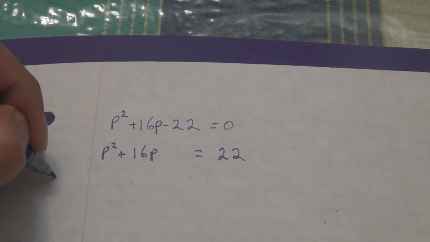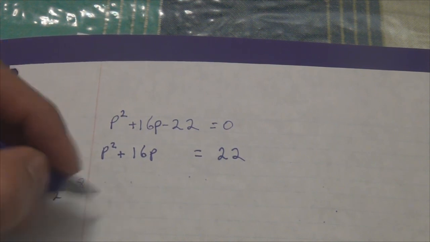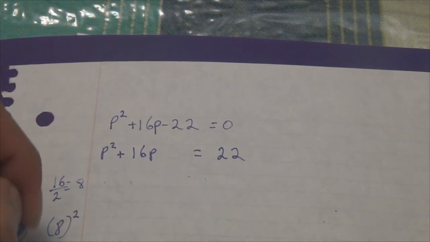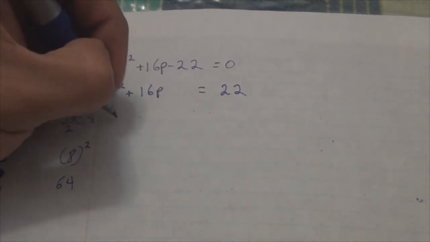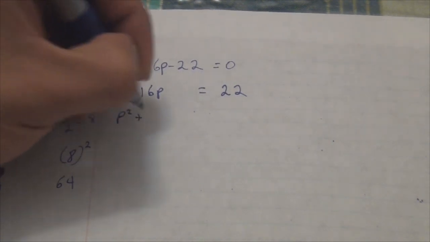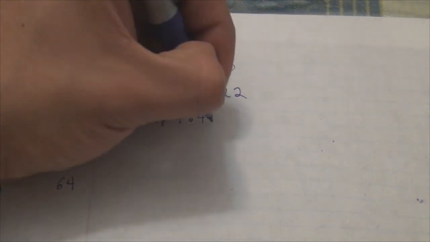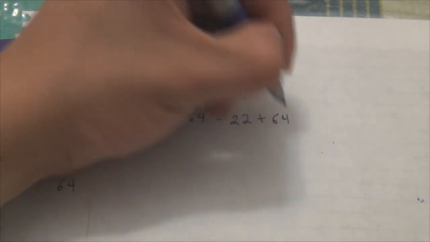So then the next step is to take half of the linear coefficient. Half of 16 is 8. Okay, and then it says square it. So 8 squared is 64, and we add it to both sides. So we have p squared plus 16p plus 64 equals 22 plus 64.